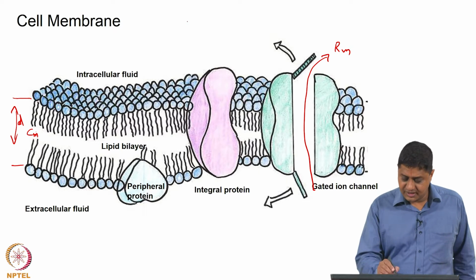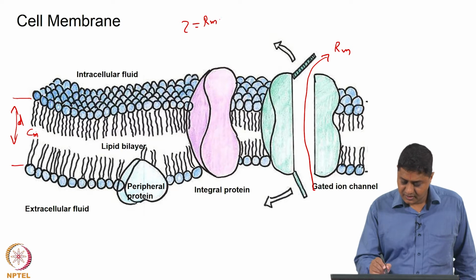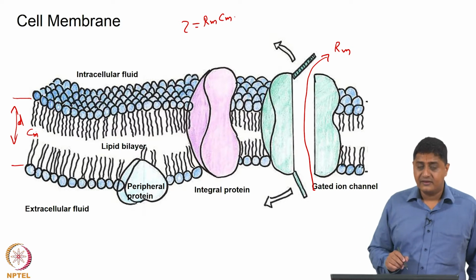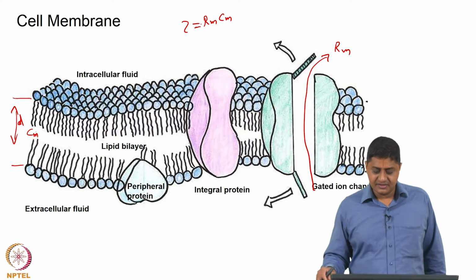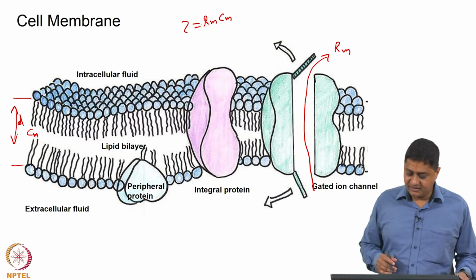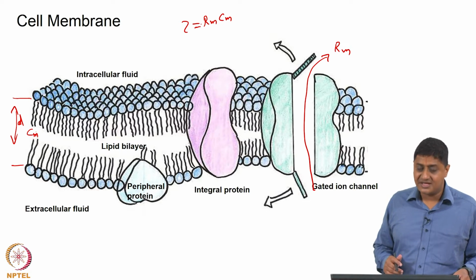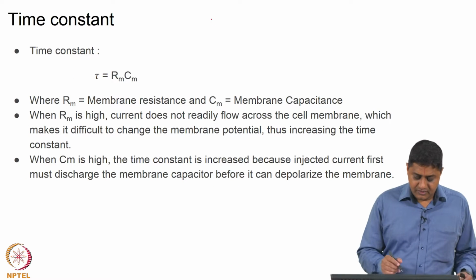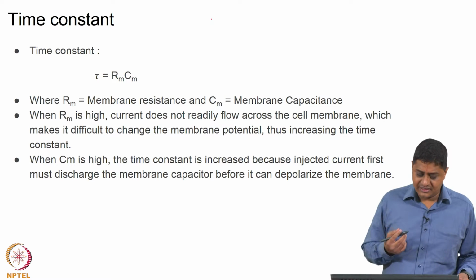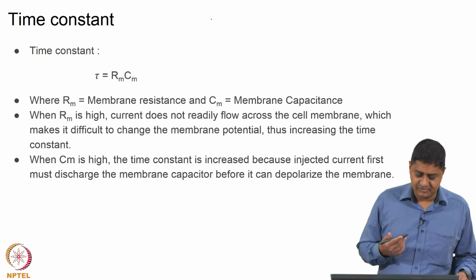So, it turns out that the time constant is RmCm, similar to what we would find in basic electrical engineering, right. The time constant is RC. Here we find that the time constant is basically the product of the membrane resistance and the membrane capacitance. Okay. So, what will take the time constant to a high or low value is something of interest for us, right.